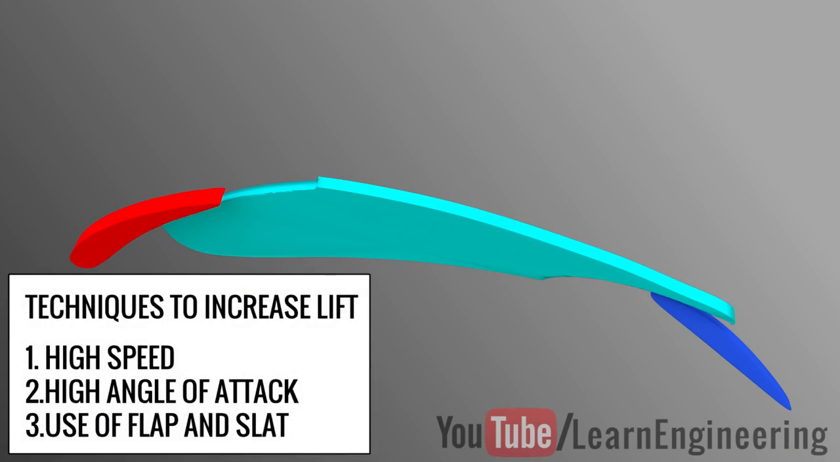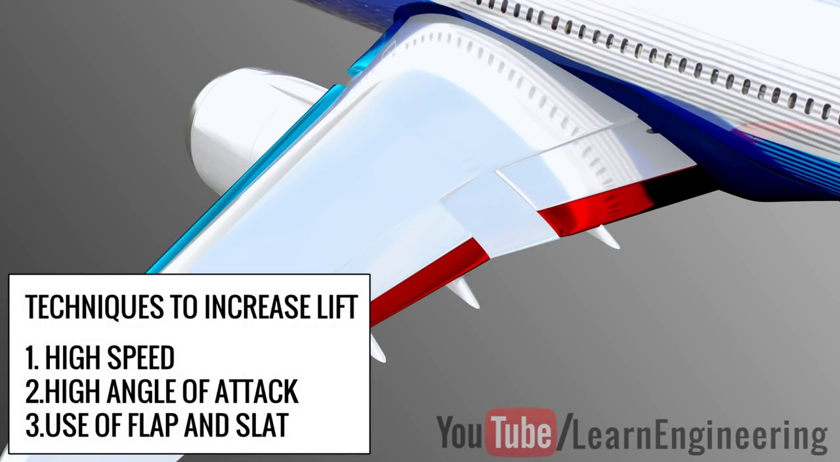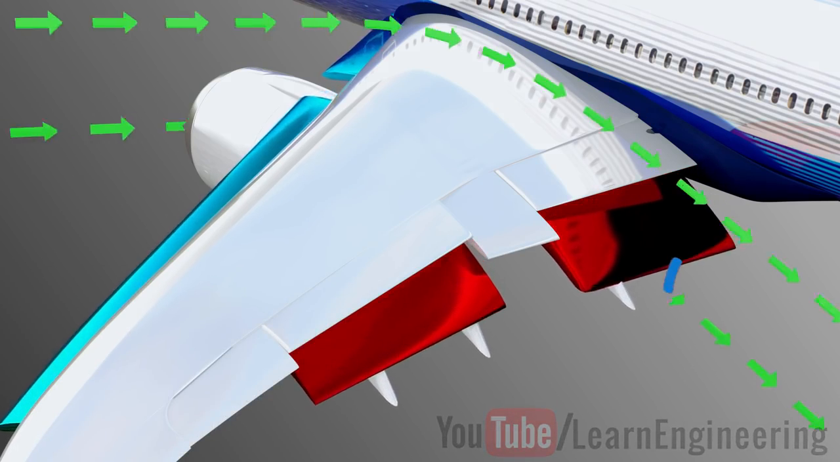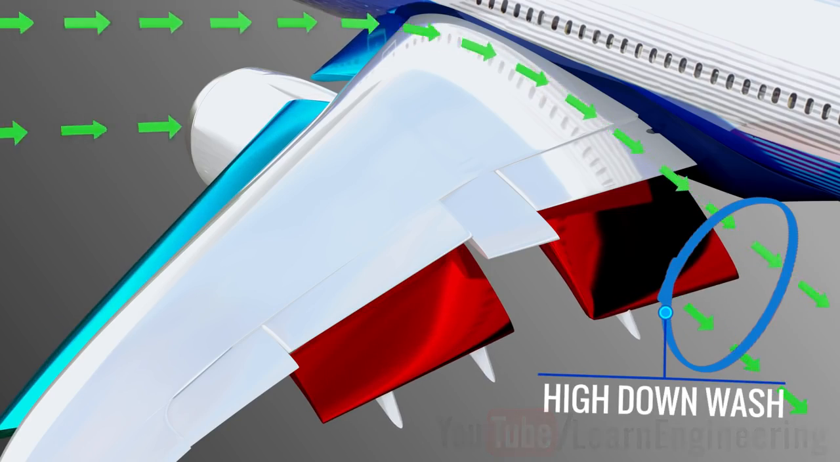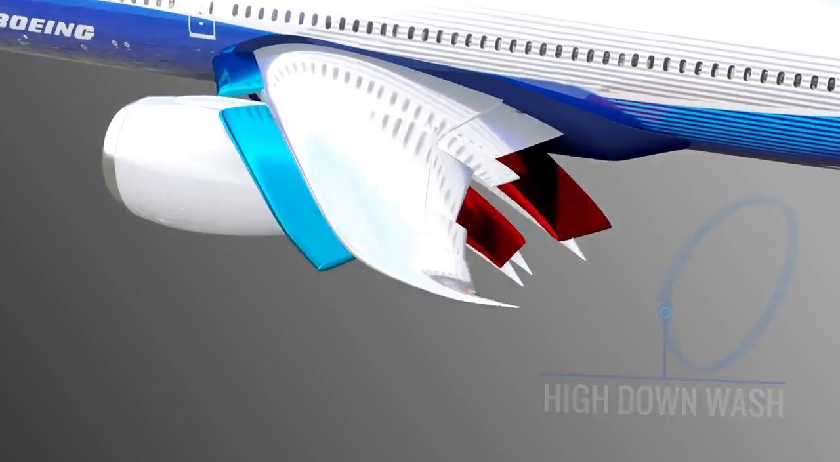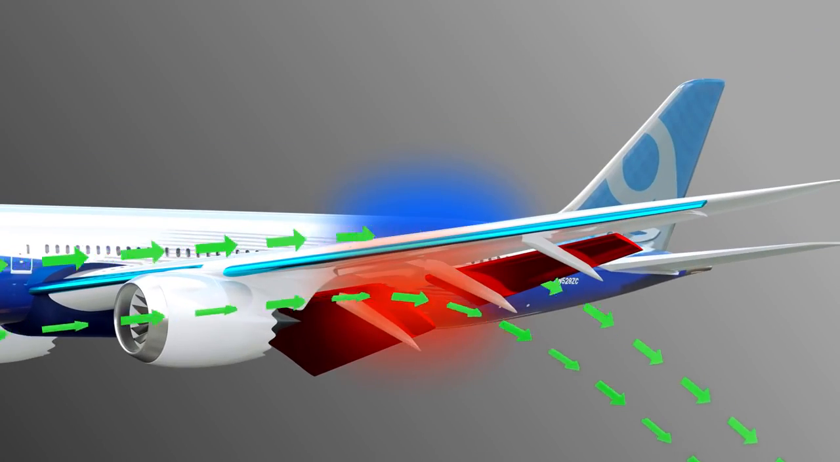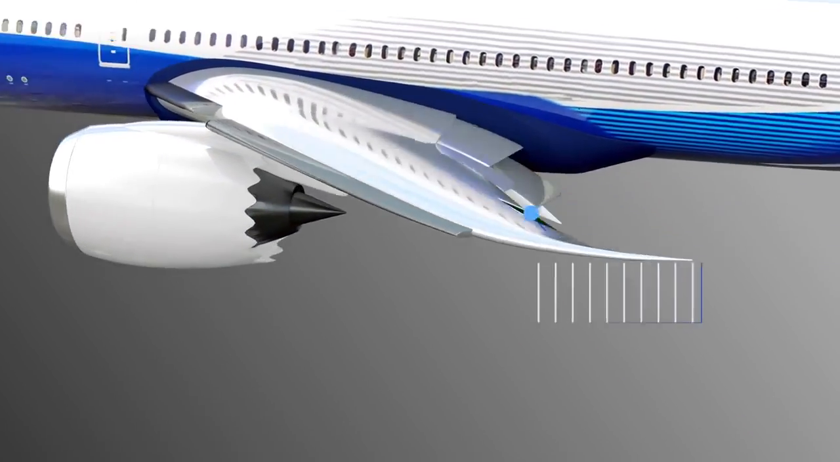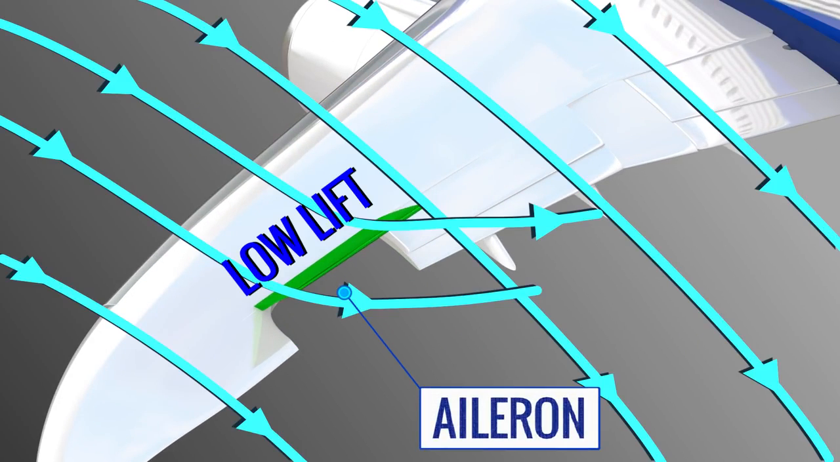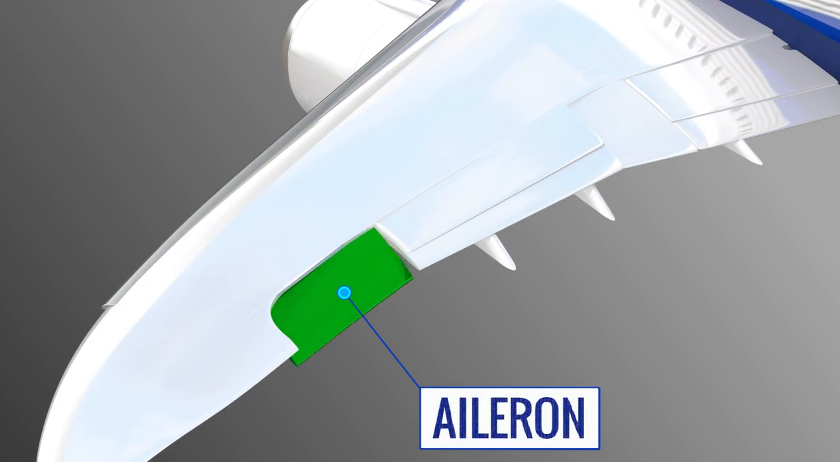In short, there are three techniques to increase the lift of an airfoil. Let's apply this airfoil knowledge to the airplane. If we activate the flaps and slats, it increases the downwash and increases the lift. The ailerons can move up and down, and for that reason, the lift force can decrease and increase respectively.